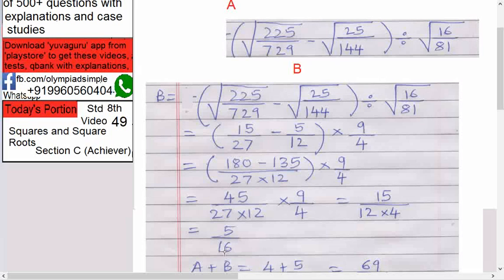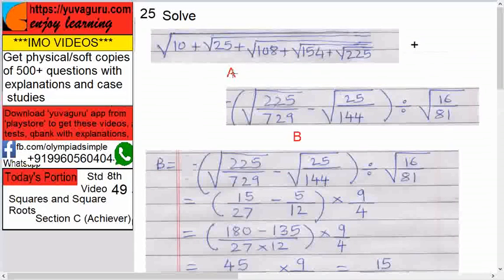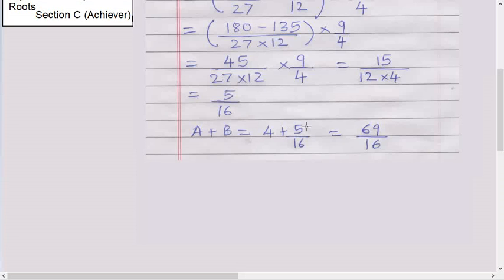So now we have got B as 5 upon 16. So what do we want but A plus B, right? Our question was A plus B. Okay. So A plus B is what? 4 plus 5 by 16. 16 4s are plus 5, 69 upon 16. Check what answer is given in the exam.